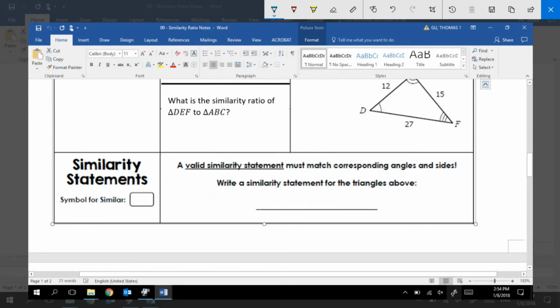When it was congruent, we had this sign, but we're not quite there. So we're going to erase these first two. The symbol for similar is just one squiggle. So if we want to write a similarity statement, we would write: triangle ABC is similar, one squiggle, to triangle DEF. And yes, the order does matter. So that would be my similarity statement.